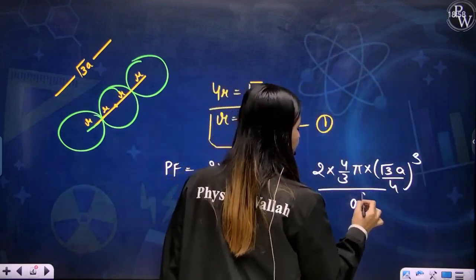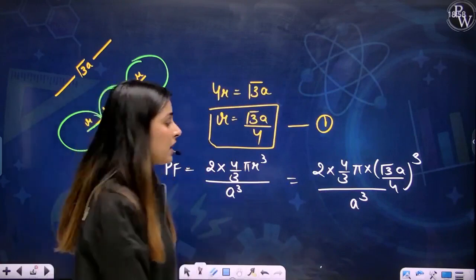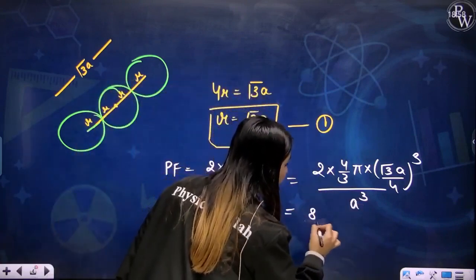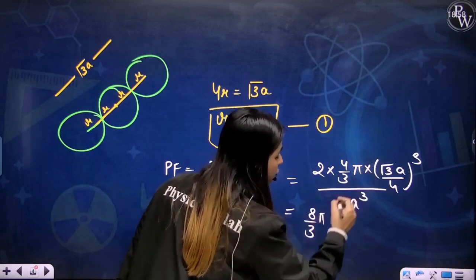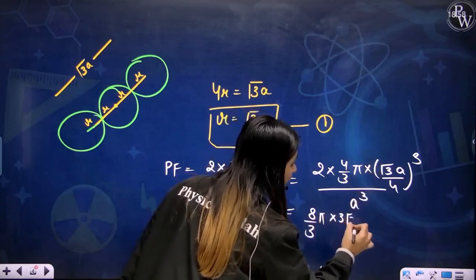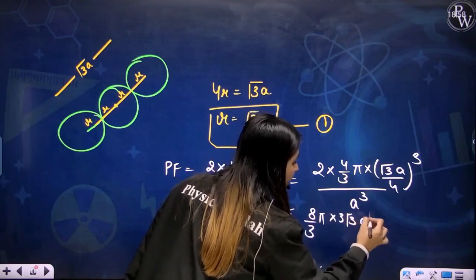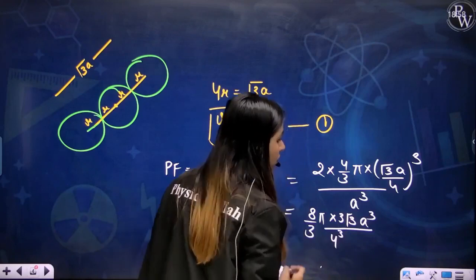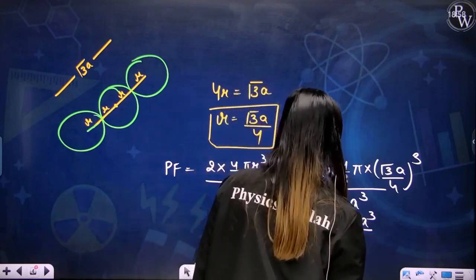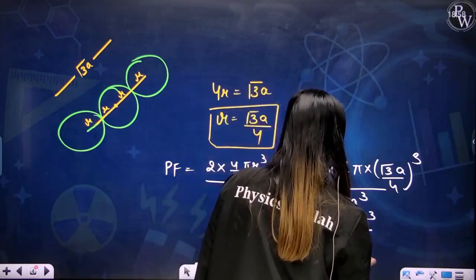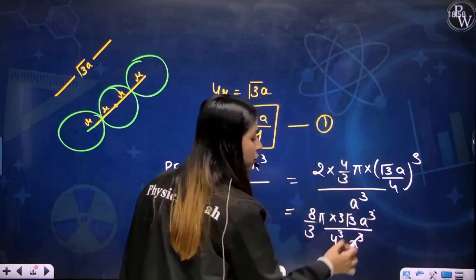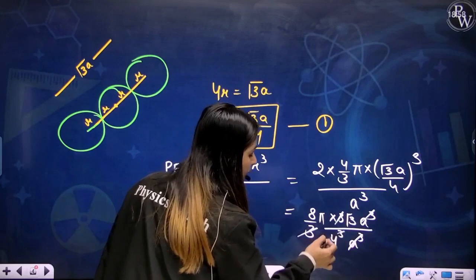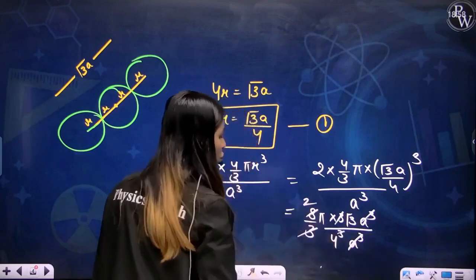A cube. Right? Yes. So let's try to solve this. This would be equal to 4 into 2 is 8 by 3 pi, and this would be 3 root 3 a cube by this would be 4 cube a cube, right? Yes, a cube will be cancelled by a cube. You will cancel 3 by 3. This 4 you will cancel 1 by this would be 2.